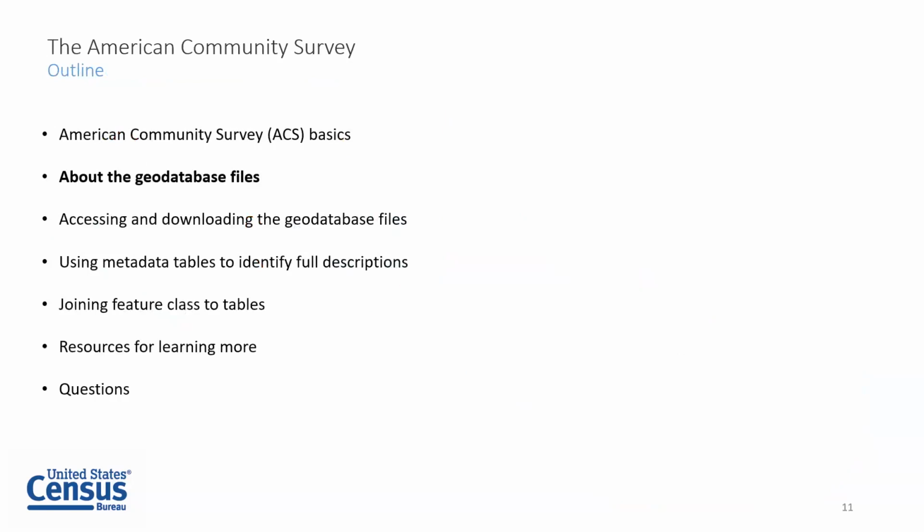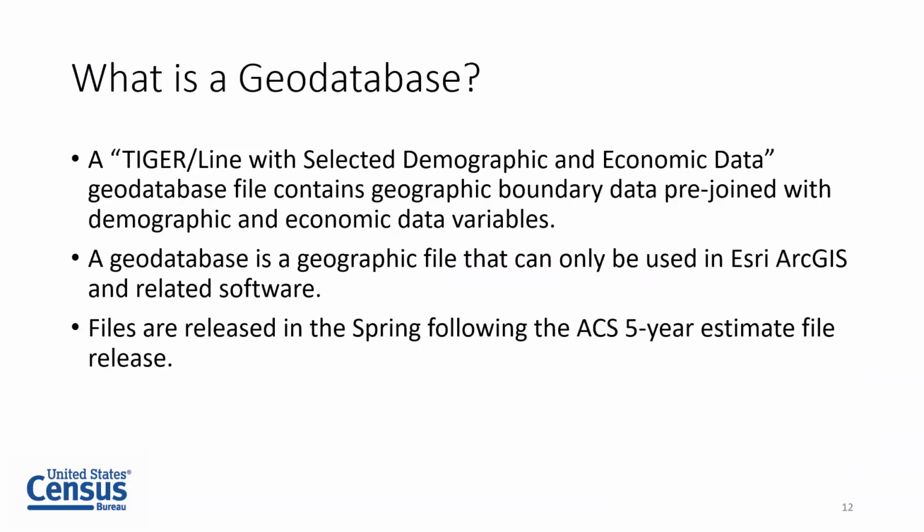Hello, I'm Artemis. I'm from the Geography Division of the Census Bureau, and I'm going to talk about where we can find these geodatabases. But to begin with, let me talk about this special type of geodatabase. A TIGER/Line with selected demographic and economic data, the geodatabase file contains geographic boundary data pre-joined with demographic and economic data variables. A geodatabase is a geographic file that can only be used in Esri, ArcGIS, and related software. These files are released in the spring following the ACS 5-year estimate file release.